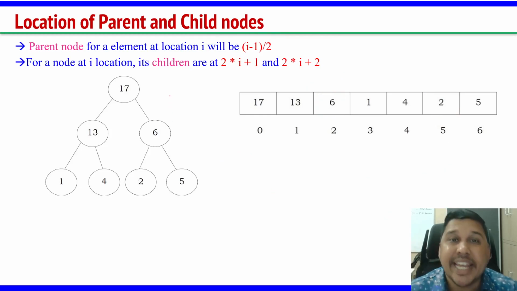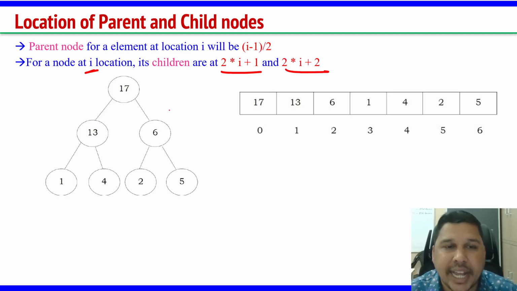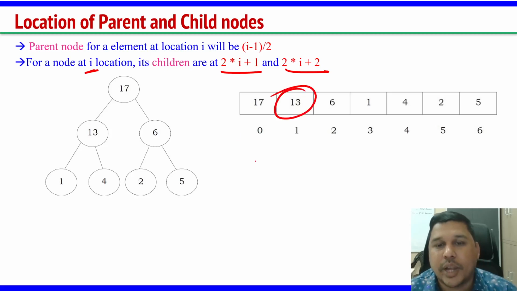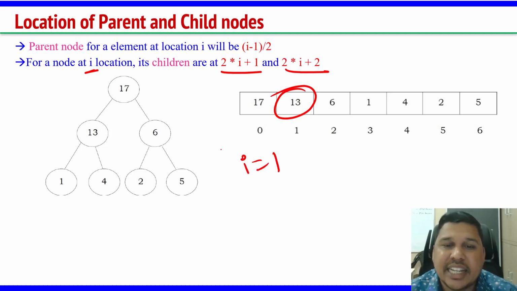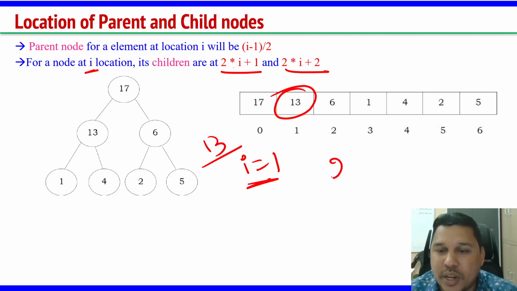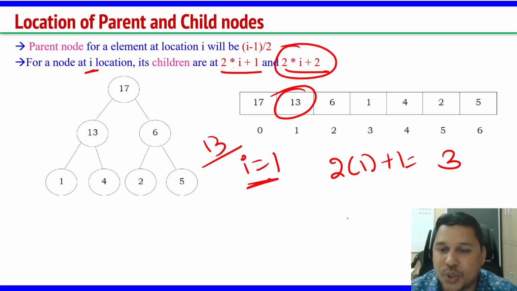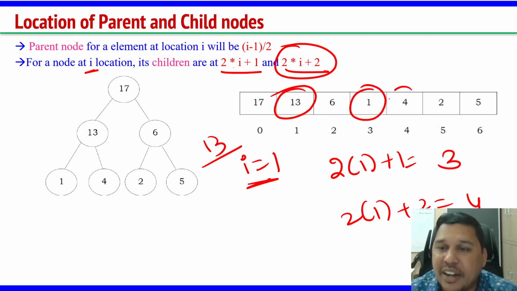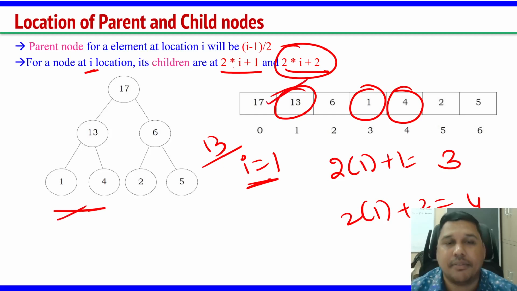Now, for any given node at location I, its children will be at 2 into I plus 1 and 2 into I plus 2. Let us take an example: I want to know who all are the children of 13. 13 is at index I equal to 1. Then its left child will be at 2I plus 1, that is 2 into 1 plus 1, at index 3. Its right child will be at 2I plus 2, that is 2 into 1 plus 2, at 4. So, elements at index 3 and 4 are the children of 13.